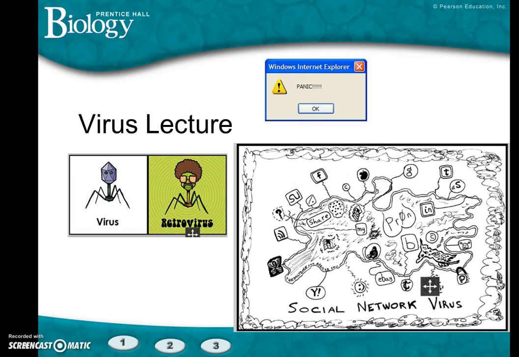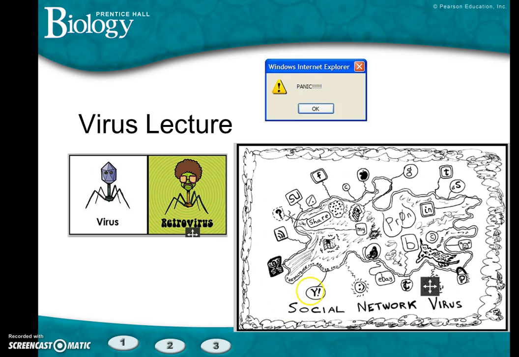Today's topic is viruses. So this is the virus lecture. You're going to want to take out a blank piece of paper and write your notes on there as I instruct you. First of all, viruses that we're talking about today are not computer viruses. They're not social network viruses.